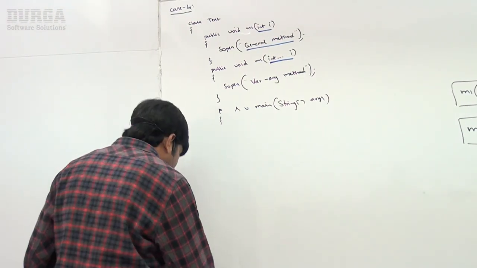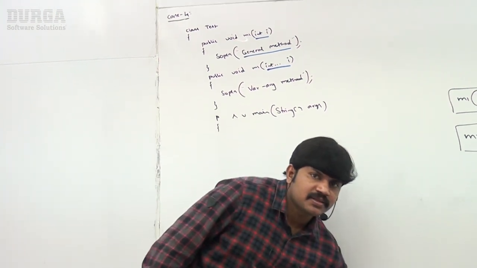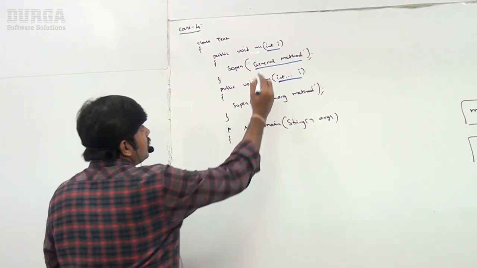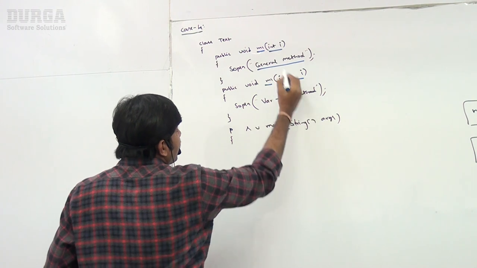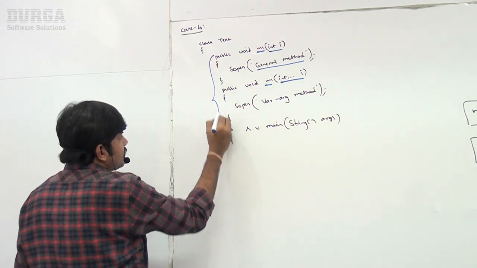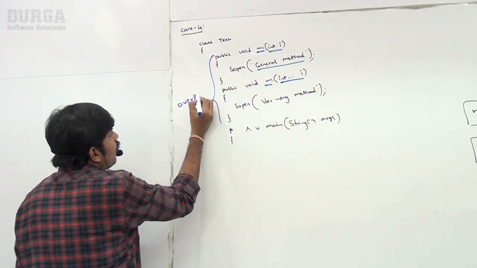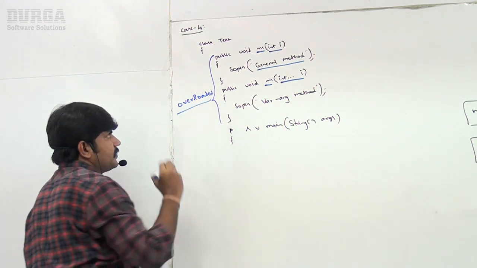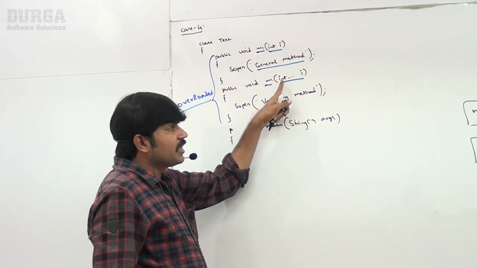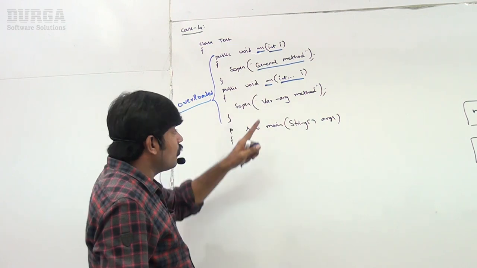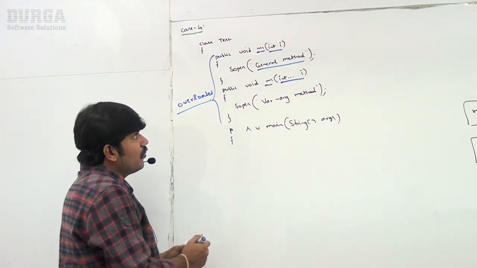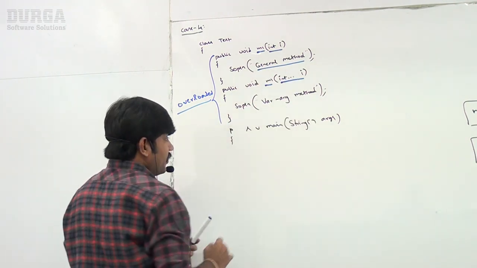Now come back here. Are both the methods different or not? Same name, but different argument types. Sir, can I use the word overloaded or not? Yes. m1(int) and m1(int...) are both overloaded methods. Now, the first one is a general method, and the second one is a var-arg method, right?